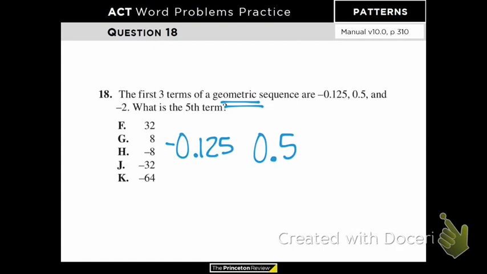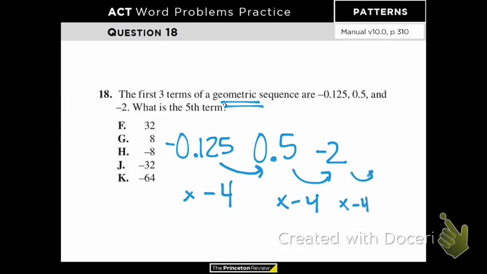So when I do that, I get a -4, which means that to get from the first one to the second one, I need to multiply by -4. Okay, again, the same thing here. To get to -2, I'm multiplying by -4. So I just need to keep repeating that pattern to find the 5th term. So here, multiply by -4, you get a +8. And then our last step, do it one more time, multiply by -4, we get a -32. So our answer is J.